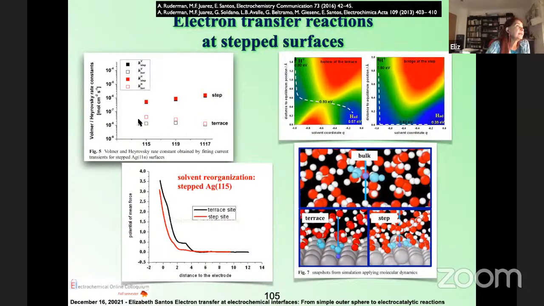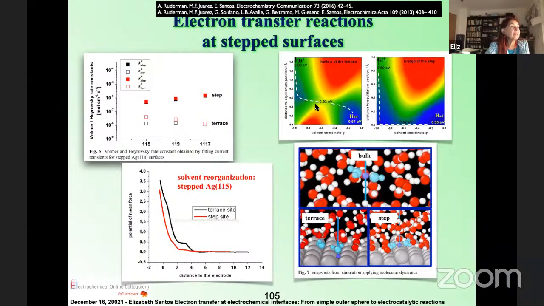Here are experimental data of Vollmer and Gerischer on the step or on the terraces, and we have a theoretical calculation. Here we see the PMF in a terrace site or in a step site. We see that at the step site the proton keeps the solvation shell to a shorter distance until it loses the solvation. And that allows that, in the terraces, it loses solvation energy.